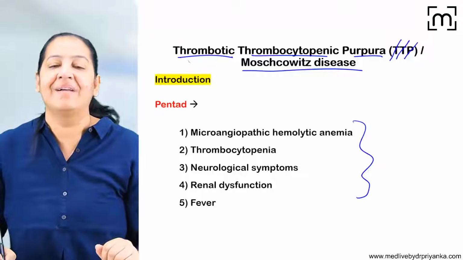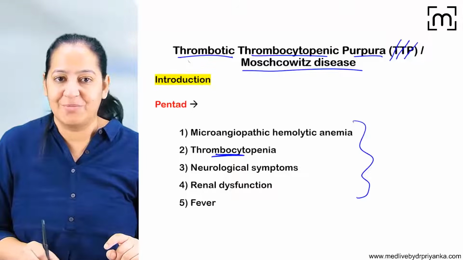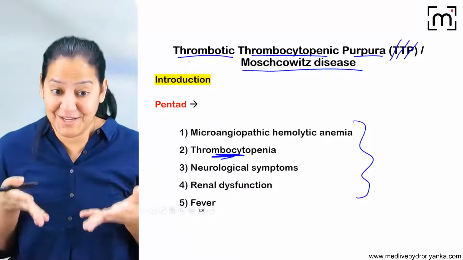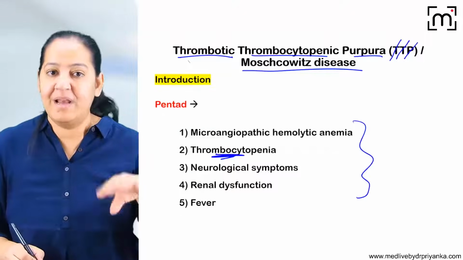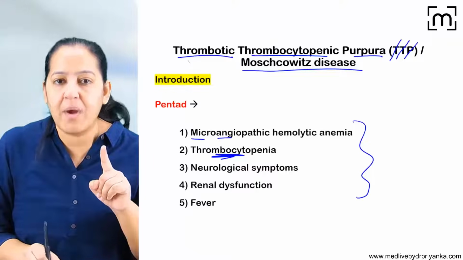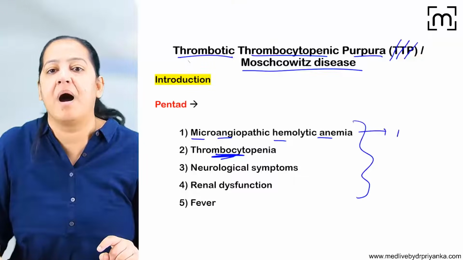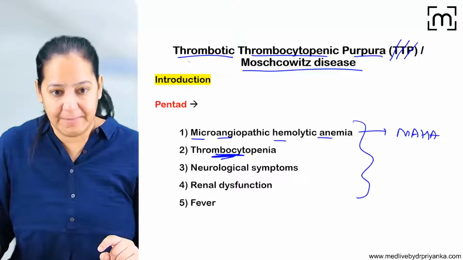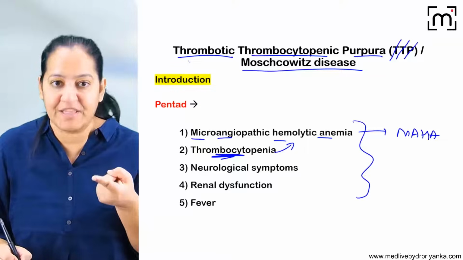First you learn Pentad. In the Pentad, patient have thrombocytopenia. Start with thrombocytopenia because I am teaching you thrombocytopenia. This thrombocytopenia leads to 4 more things. It will lead to an anemia that is known as microangiopathic hemolytic anemia. That is known as MAHA. Microangiopathic hemolytic anemia. The thrombocytopenia is leading to microangiopathic hemolytic anemia.